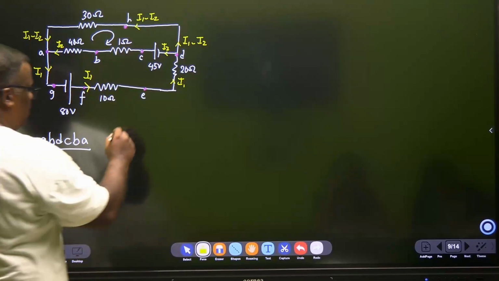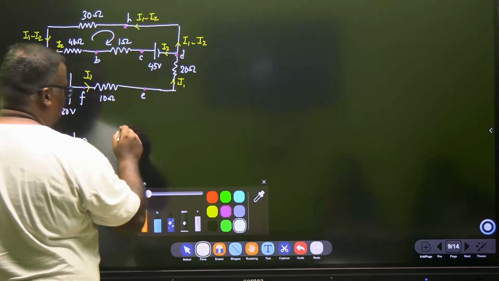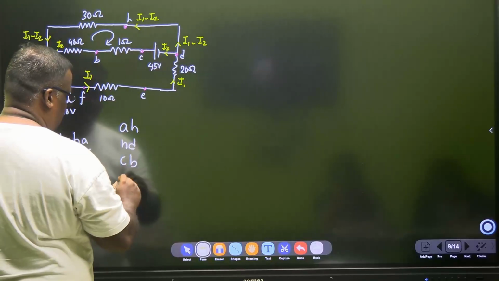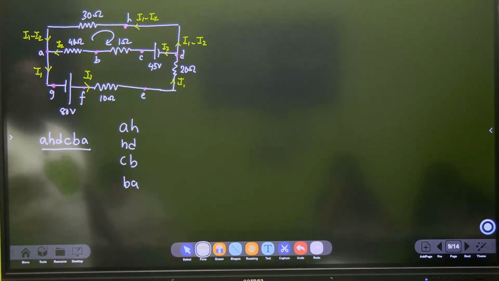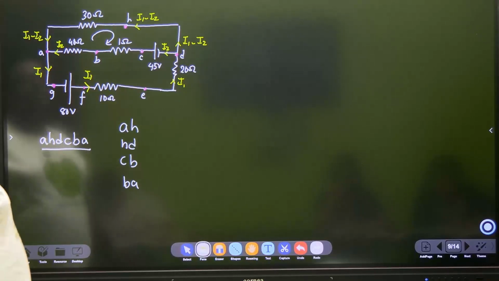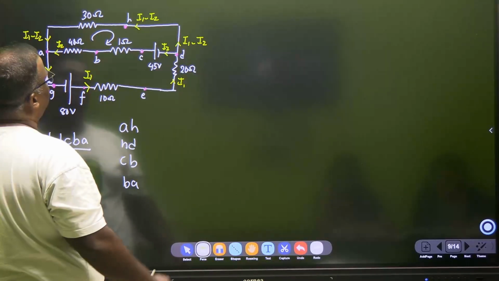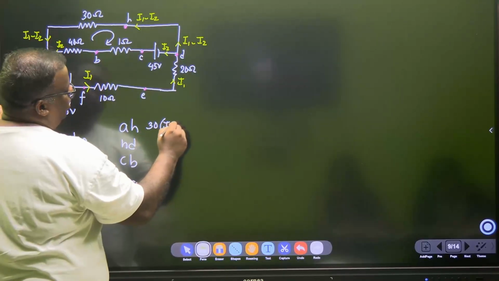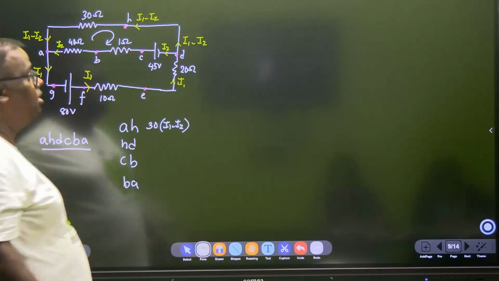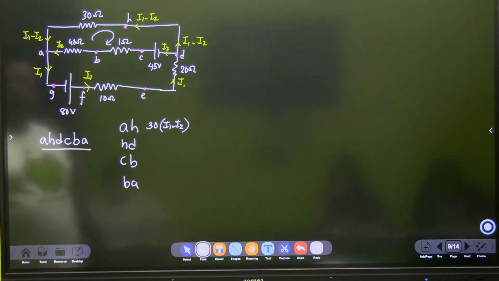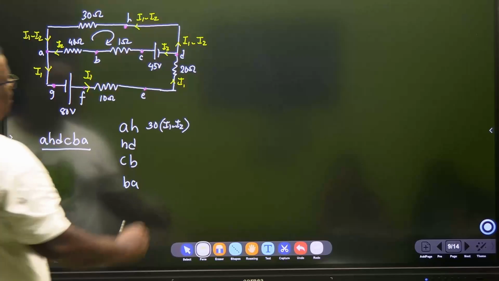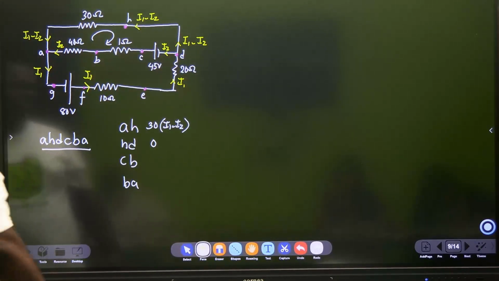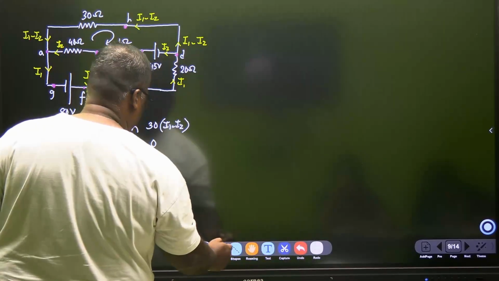Let's see in this loop. What all we have? We have AH, HD, DC, CB, BA. Chal, AH. A to H. A to H is what? You're moving against the current. So you have a positive build-up. So it would be 30 times I1 minus I2. Do you agree? Okay, good. Then you come from H to D. H to D, we have nothing. 0. Then you come from D to C. My mistake.